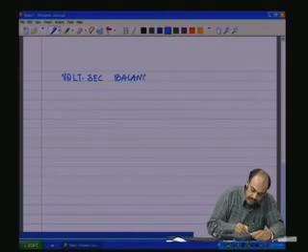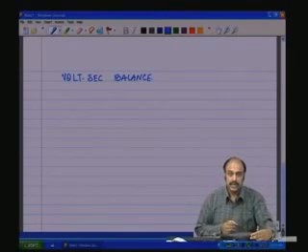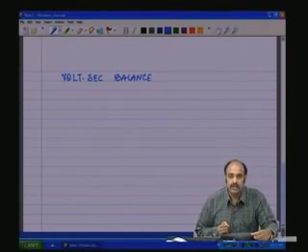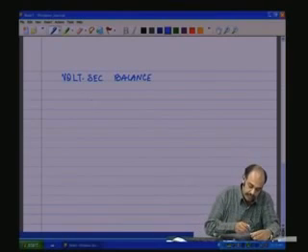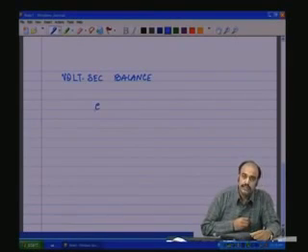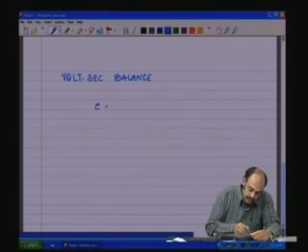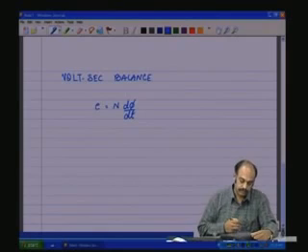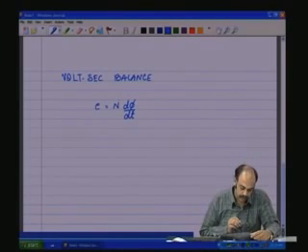The volt second balance actually comes from Faraday's law of electromagnetism. And what does Faraday's law of electromagnetism state? It says that the induced voltage E is equal to N, the number of turns in the core, into d phi by dt, where phi is the flux in the core.